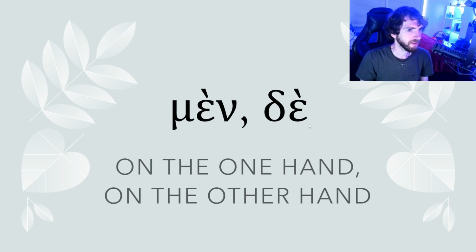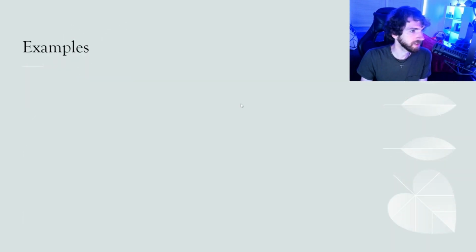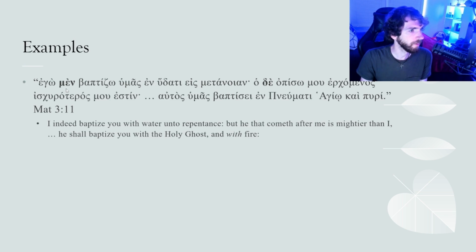Then you have what they call the men de construction. So on the one hand, on the other hand. You're going to have a clause, and the second word of that clause will be men. Then the second clause will come, and the second word of that will be de. So the men will be on the one hand, and the de will be on the other hand. Some examples here: ego men baptizo humas. So I, on the one hand, baptize you in water. O de opiso mou. So on the other hand, the one behind me, or the one coming after me, is greater than me. So that's what John the Baptist is saying.